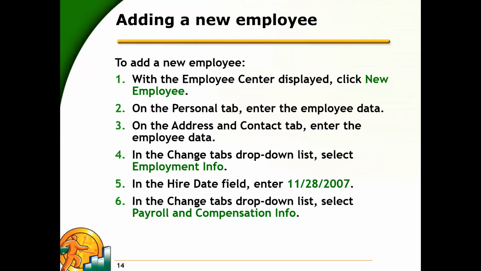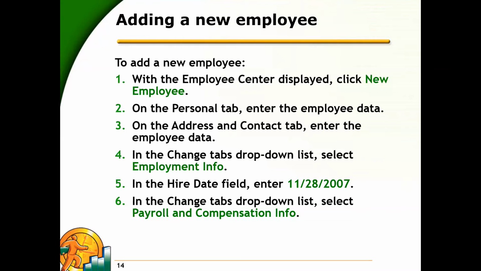So again, we're in the new employee screen. We're clicking on to add a new employee. We simply click on new employee. On the personal tab, we enter all the relevant information relating to that specific employee. On the address and contact tab, enter the employee data. In the change tab drop-down list, select the employee info. So from here, we can enter things relating to the hire date, in this case, November 28, 2007.